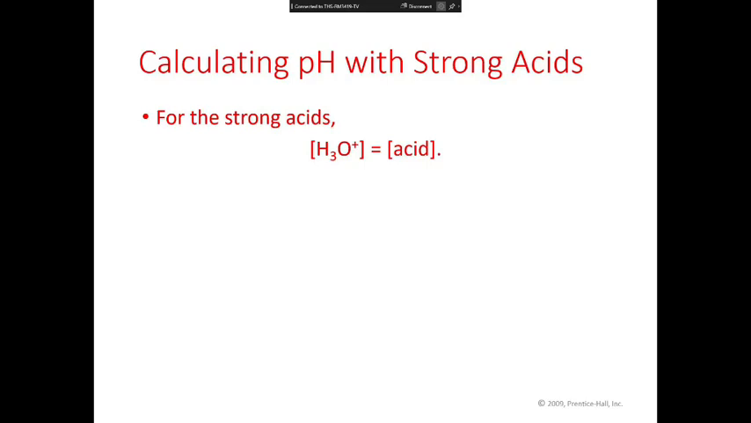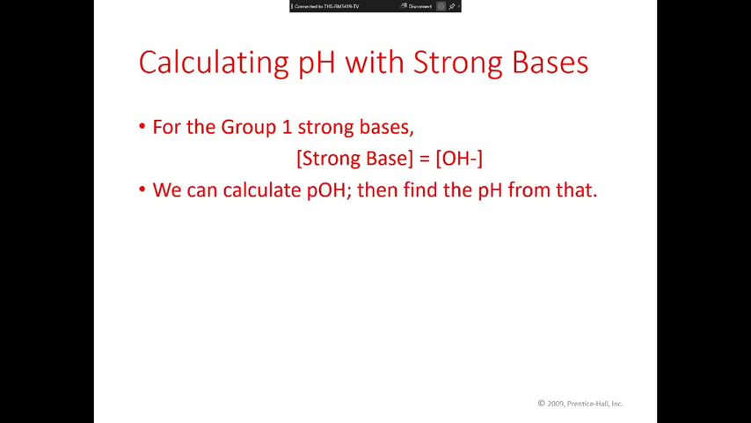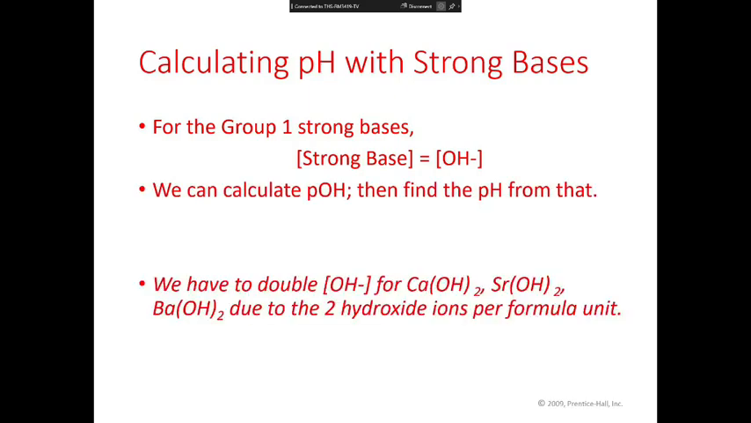We're also going to look at a couple of strong bases. If you look at the lower sample exercises, we're going to do those together. But with bases, you have to think a little bit harder about them. As long as it's a group 1 strong base where it just has the hydroxide on it one time, like NaOH or LiOH, there's just 1 hydroxide, then you can use the pOH equation to find the pOH. Focus on your base, pOH first, and then subtract from 14 to get the pH.